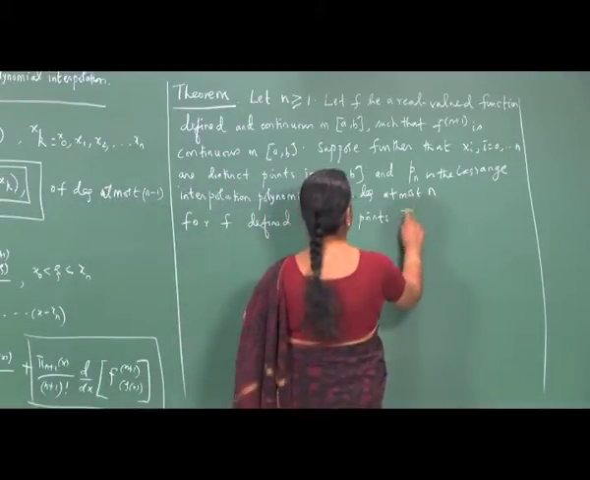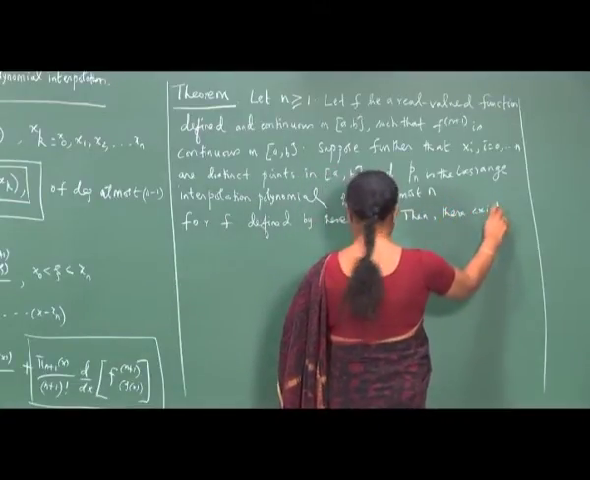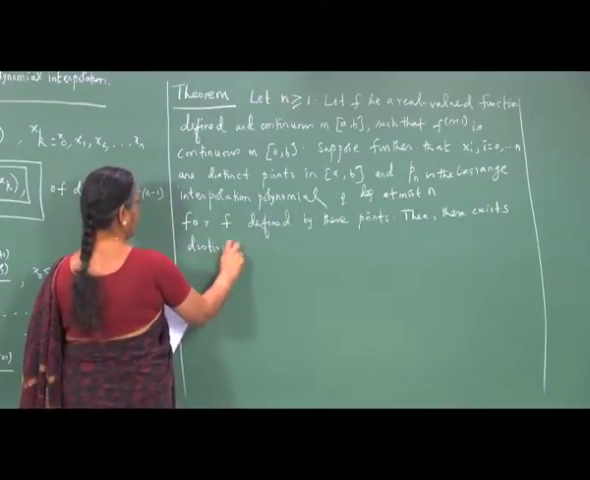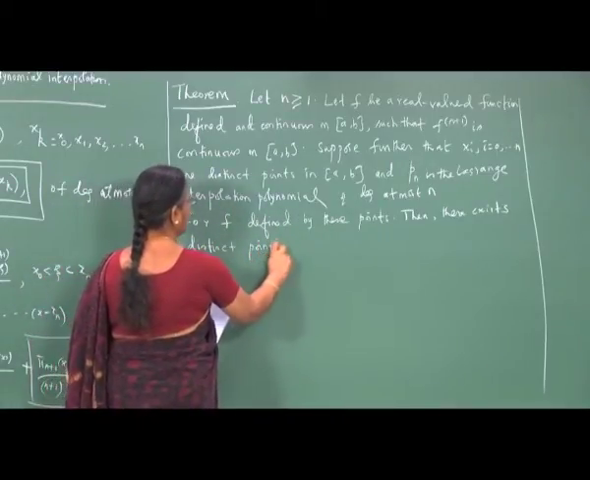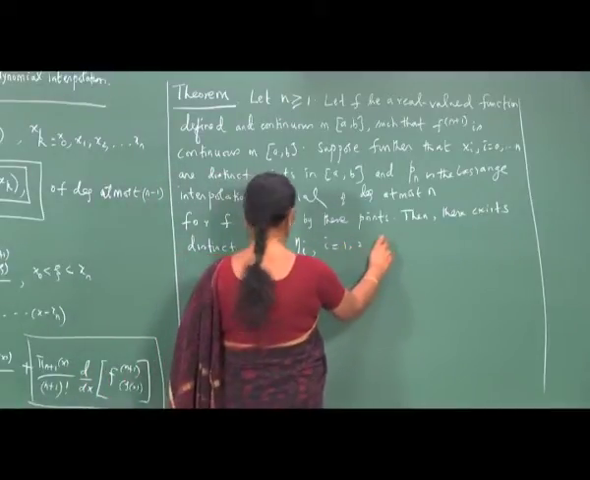Then the theorem says there exist distinct points eta i for i equal to 1, 2, 3 up to n.